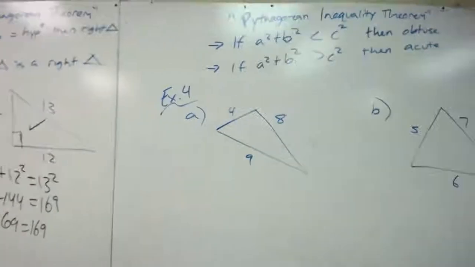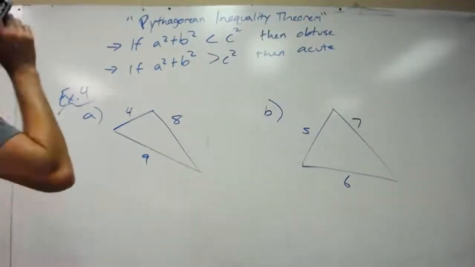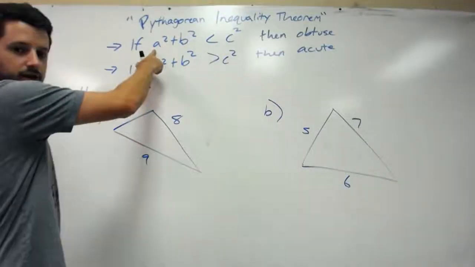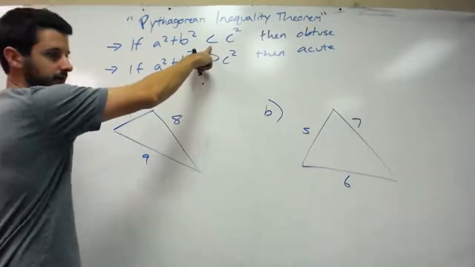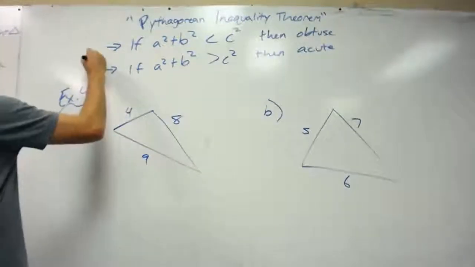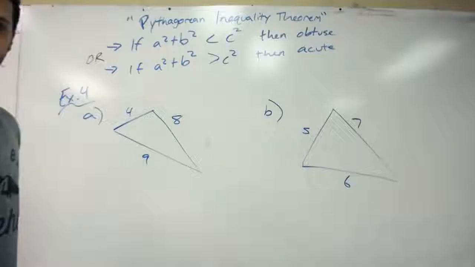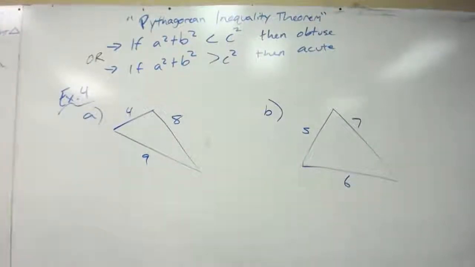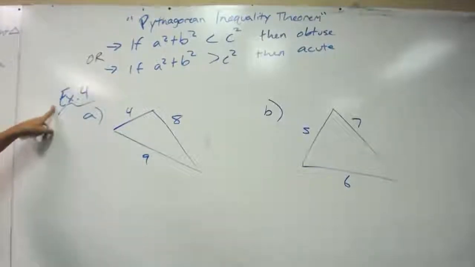One more concept in this lesson is the Pythagorean inequality theorem. What this states is if a squared plus b squared is less than c squared, then the triangle is obtuse. Or if a squared plus b squared is greater than c squared, then it is an acute triangle. So in example 4, the instructions are determine whether the triangles are obtuse, acute, or right.